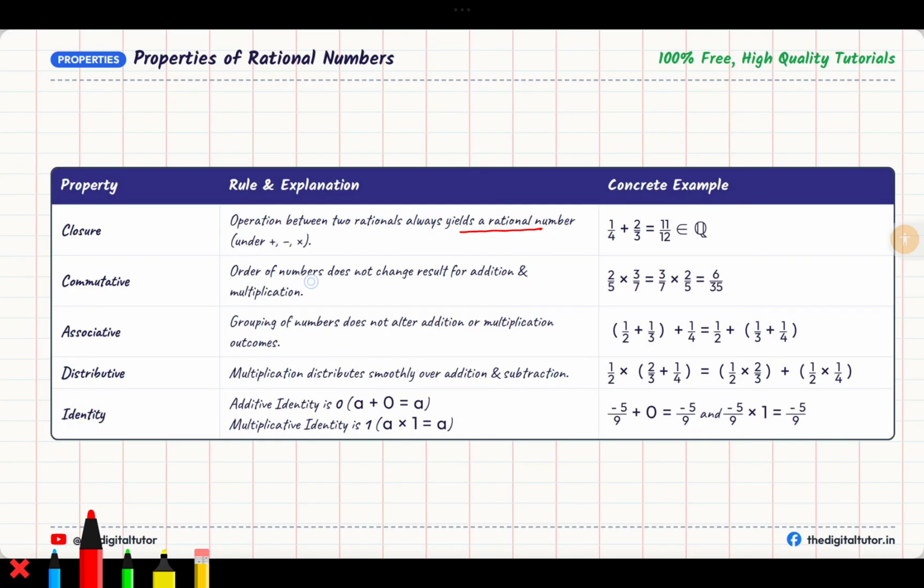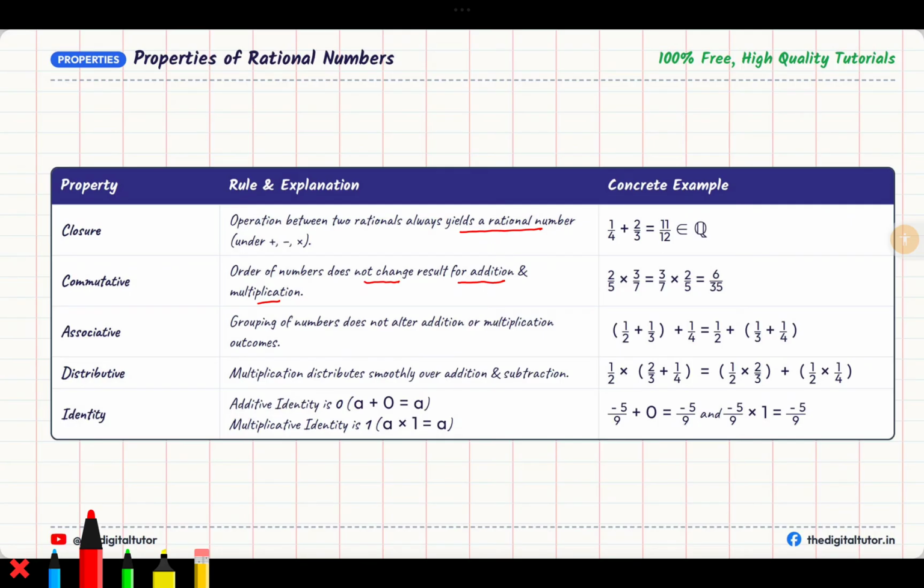Commutative property: the order of the numbers does not change the result for addition and multiplication. Here, first we are multiplying 2 by 5 with 3 by 7, and then we are multiplying 3 by 7 with 2 by 5. Whichever way we multiply, the result will always be 6 by 35, and the same is true for addition.